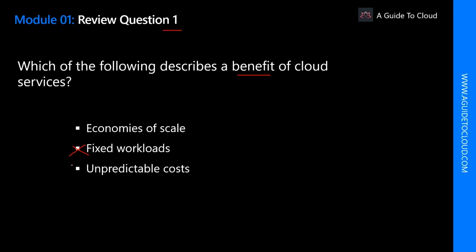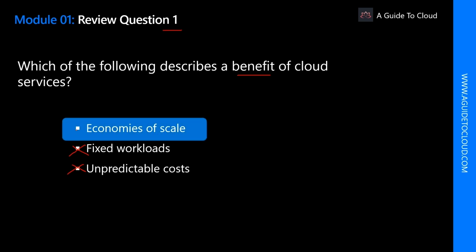Unpredictable cost, definitely not. You can predict cost. There are ways you can calculate. We will learn about that in the future modules. So definitely that is a wrong answer. The right answer is economics of scale, because economics of scale is the ability to do things more cheaply and more efficiently when operating at a larger scale in comparison to operating at a smaller scale.